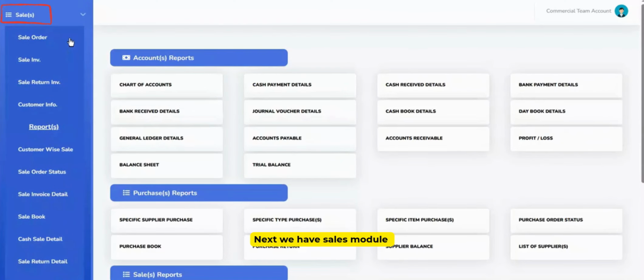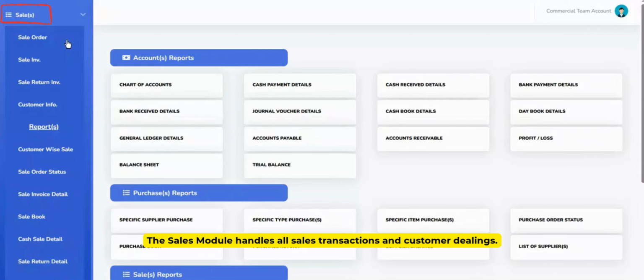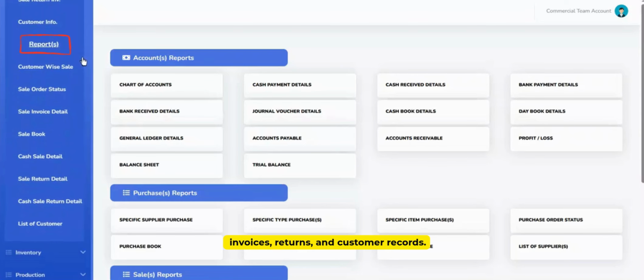Next, we have the Sales module. The Sales module handles all sales transactions and customer dealings. It includes forms such as sale order, sale invoice, sale return invoice, and customer information. Through this module, the company can manage orders, invoices, returns, and customer records.